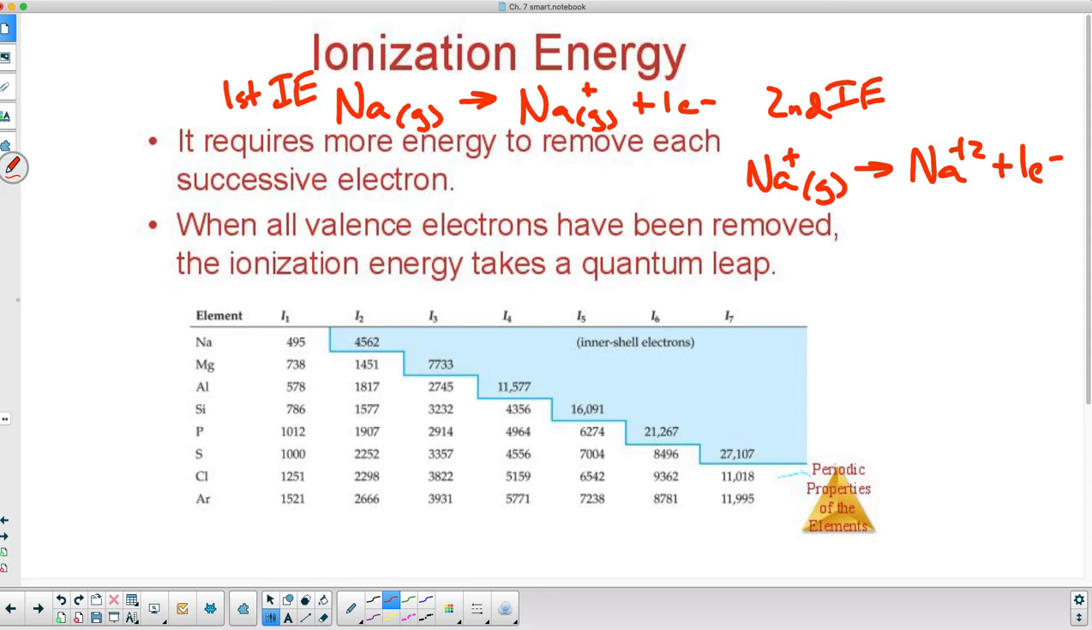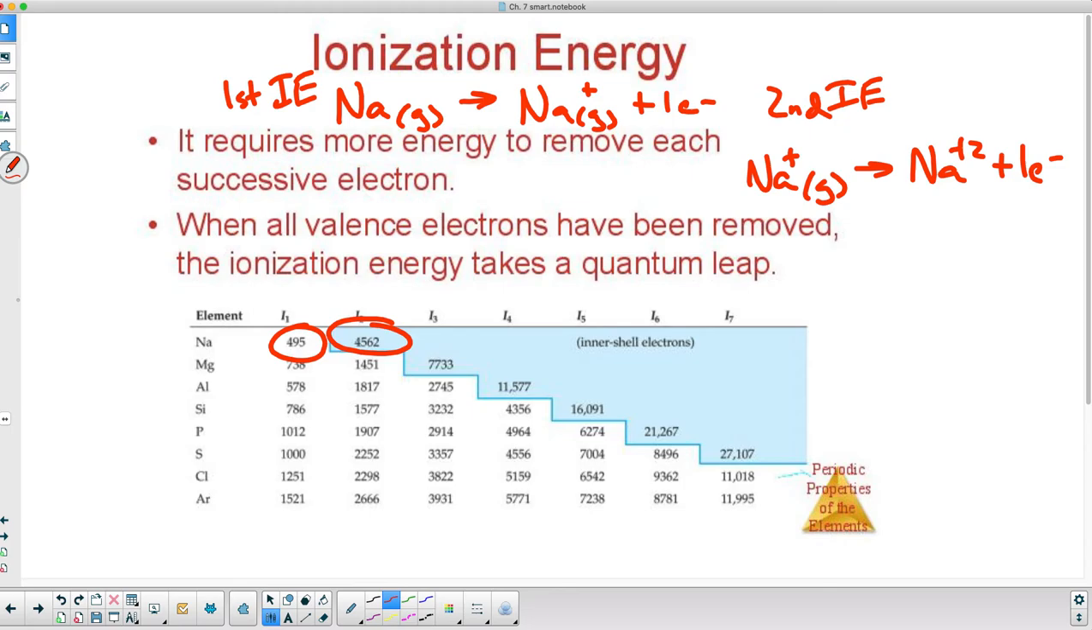Now clearly you can see that it takes 495 kilojoules per mole to remove that 1 electron, and then the second one, take a look at that, 4,562. That's quite a jump. That's almost a 10-fold jump. It's actually a 9-fold jump in the amount of energy it takes to remove the second electron from sodium rather than the first. Now why is that?